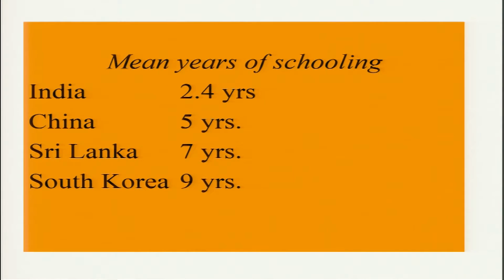As you see, for India the mean years of schooling is only 2.4 years, whereas for China it is 5 years, for Sri Lanka it is 7 years, for South Korea it is 9 years. Okay. So this shows how India is lagging behind in terms of education.